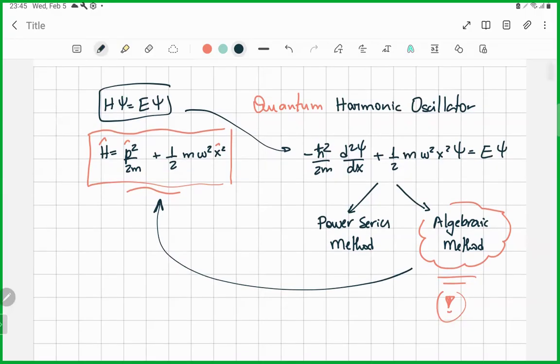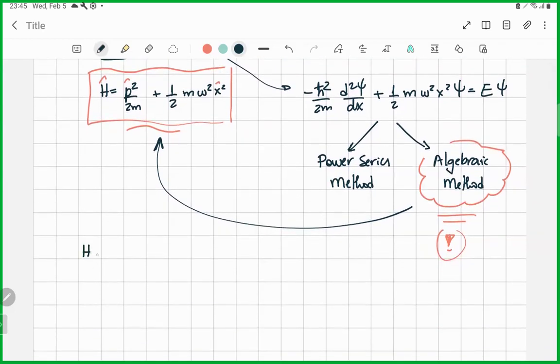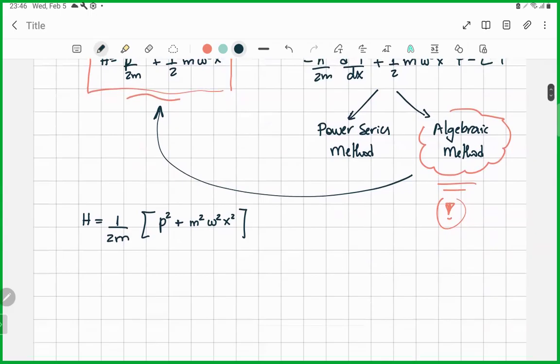Okay, so look what I'm going to do. I'm going to start by writing this Hamiltonian like this. I'm going to put this 1 over 2m in front of everything. And now inside this bracket, I have the p squared and m squared omega squared x squared. So everything inside the bracket is squared. And why is this special? Well, because that gives us an idea. Now we are motivated by something that you already know, which is the following.